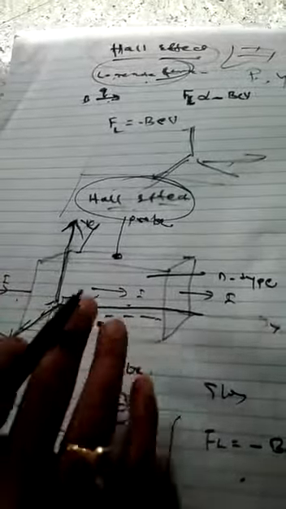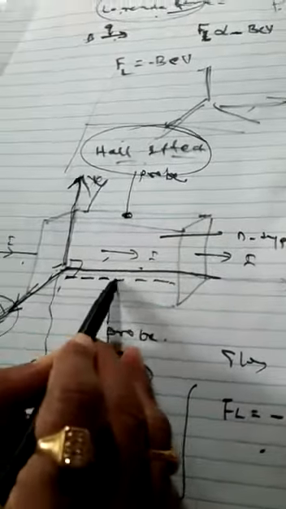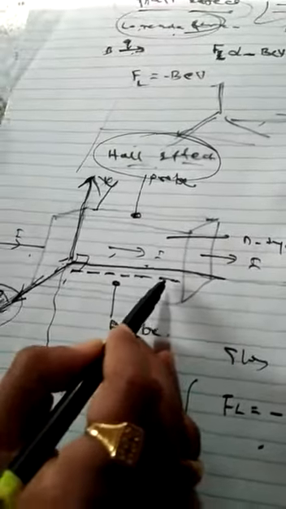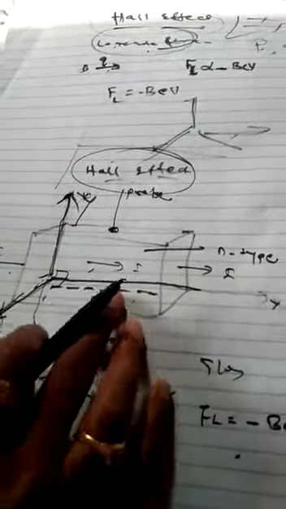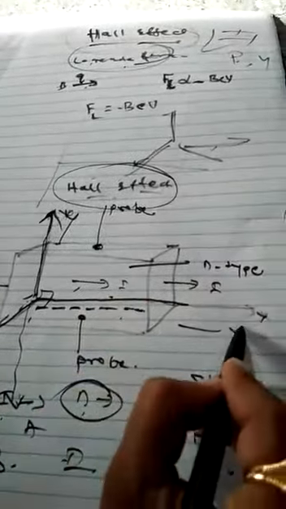By applying Fleming's left hand rule, the force exerted on the electron is in the negative y direction, downward. The electrons are therefore deflected downwards. As a result, the density of electrons increases at the lower end of the material, so its bottom becomes negatively charged.